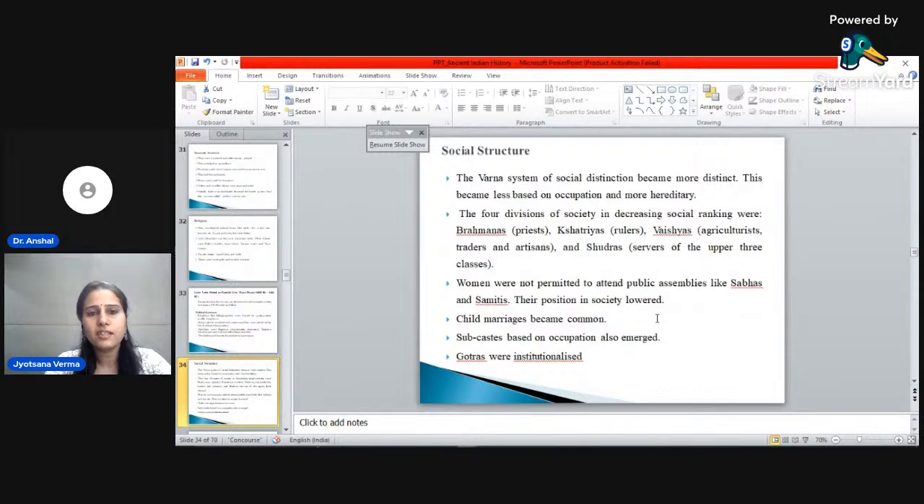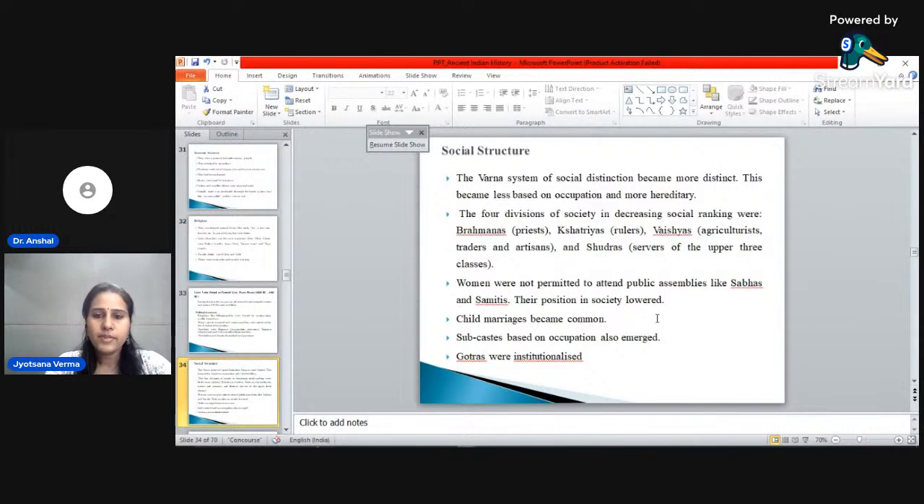In the social structure of the later Vedic period, the Varna system prevailed, and society was divided into Brahmin, Kshatriya, Vaishya, and Shudra. Occupation was hereditary. These four divisions were in hierarchical order: first Brahmin, second Kshatriya, third Vaishya, and then Shudra.